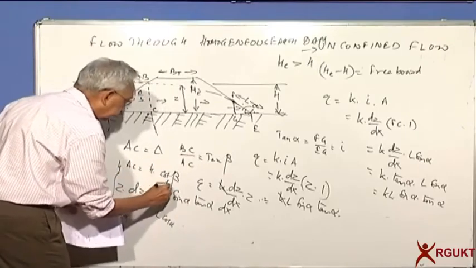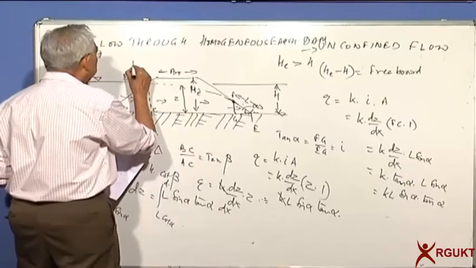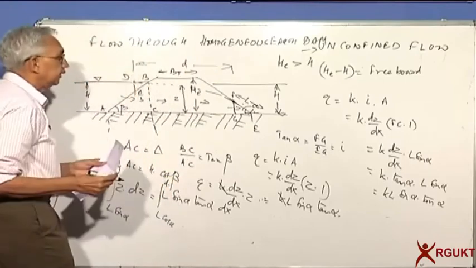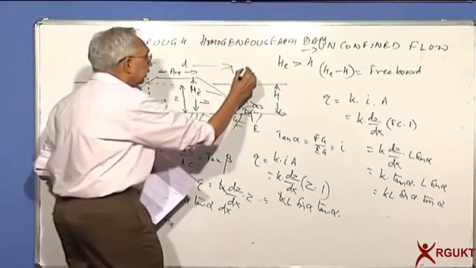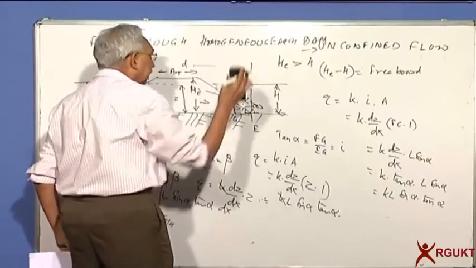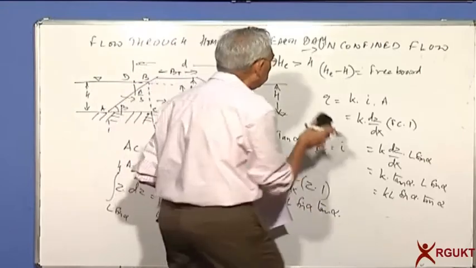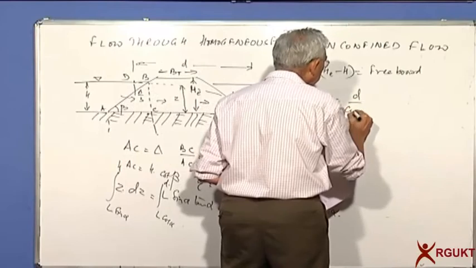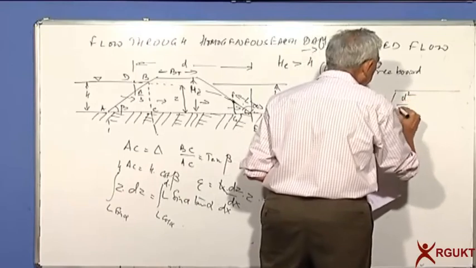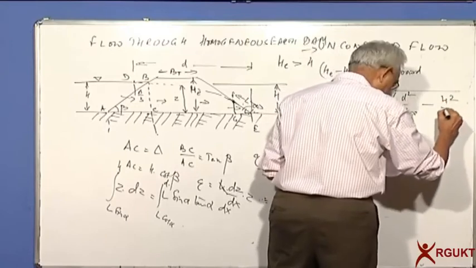to d. How do we define distance d? That is from the bottom up to this point, the toe of the dam. And if you solve for that, we get L is equal to, very simply, d by cos alpha minus square root of d square by cos square alpha minus h square by sin square alpha.